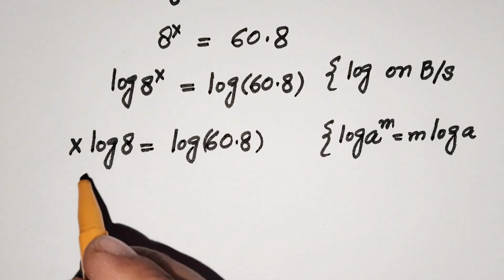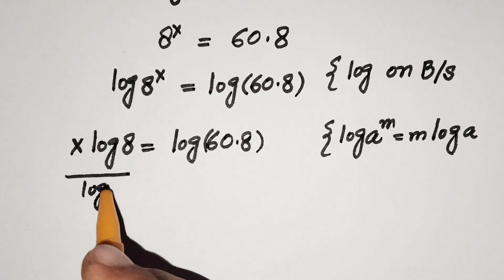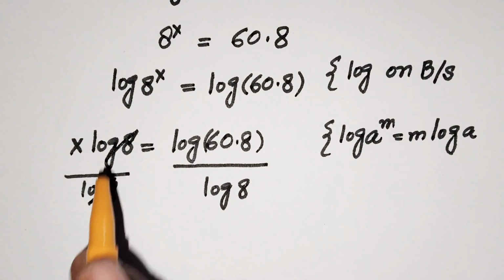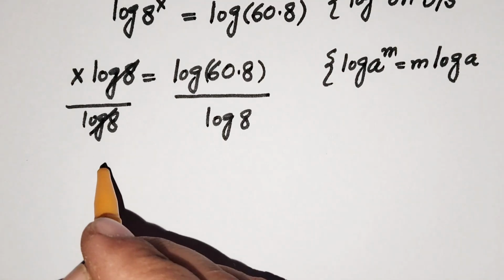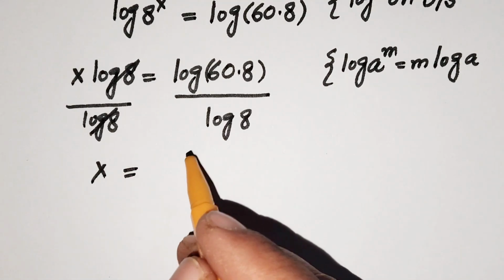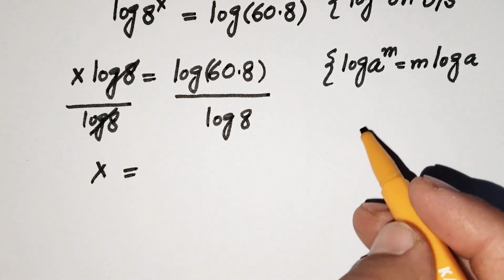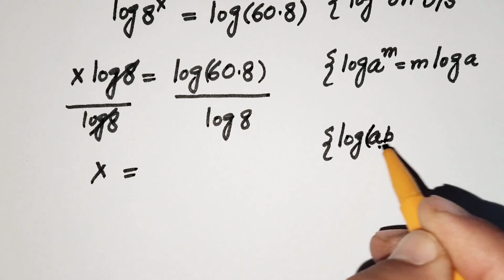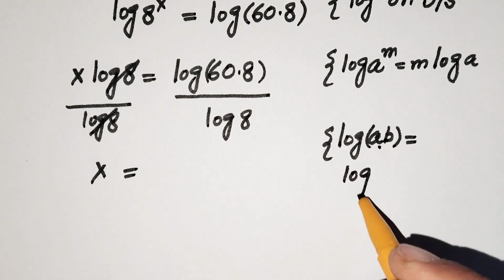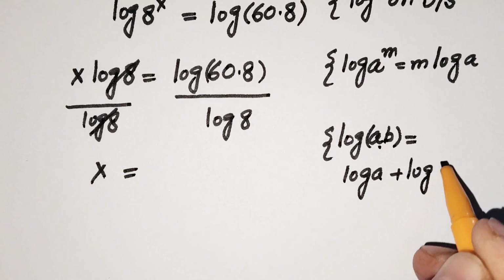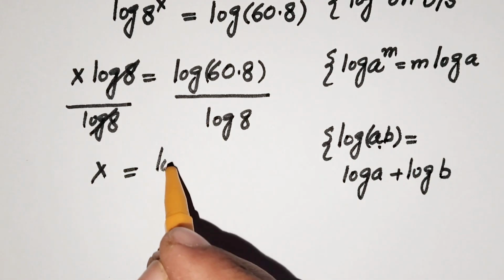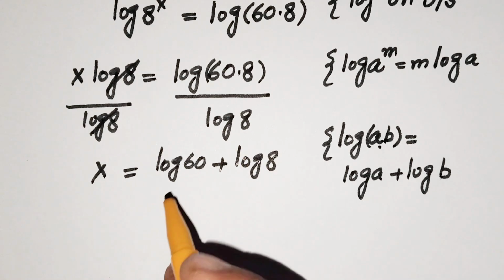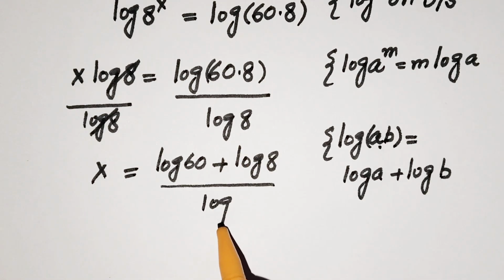Now dividing by log 8 on both hand sides, log 8 can be cancelled out with each other, then we get x is equal to log of 60 times 8. By using the logarithm law, as we know that if we have log a times b, then it will be equal to log a plus log b. So this will be log 60 plus log 8 all over log 8.